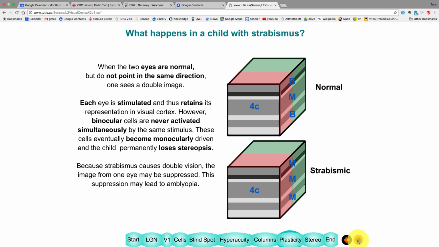And when you do that in your critical period, you lose these binocular cells. So this is the normal binocular cells above and below layer 4C. This is what you'll get, monocular cells instead of those binocular cells. And as a consequence, you will never be able to see things in depth. Okay? So again, when a child is born that's cross-eyed, it's important to get the two eyes looking in the same direction at the same time.